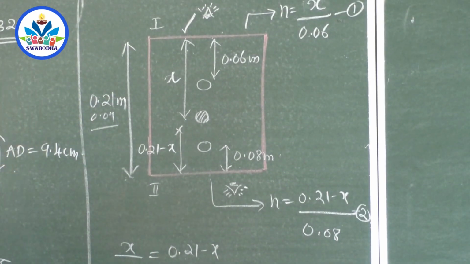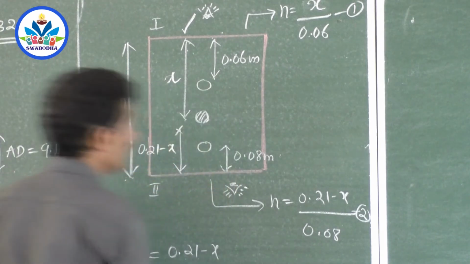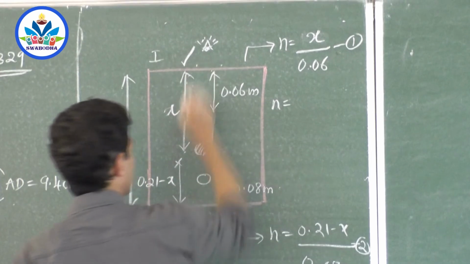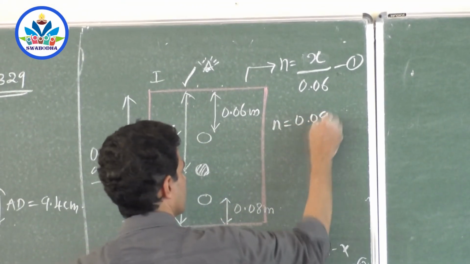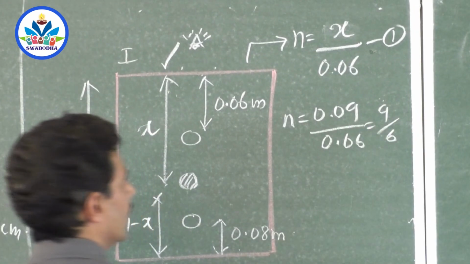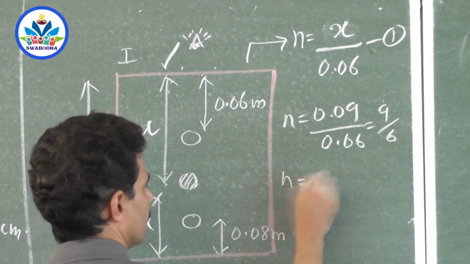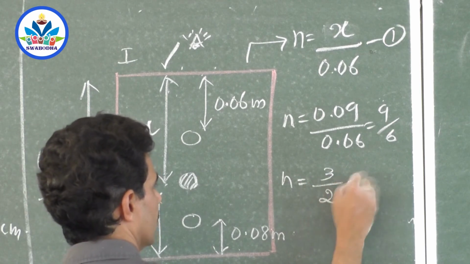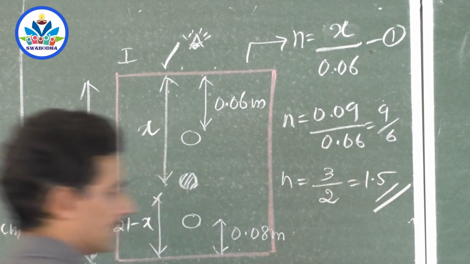Now, what is the refractive index? Substitute this value in any one of the equations. I will substitute it here. n is equal to, from the first phase itself, x over 0.06, that is 0.09 by 0.06, 9 by 6. It is n equal to 1.5. That is the refractive index of the material.